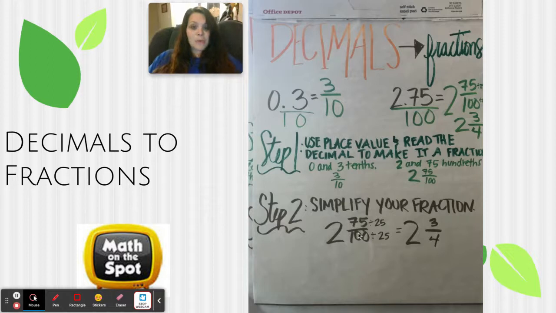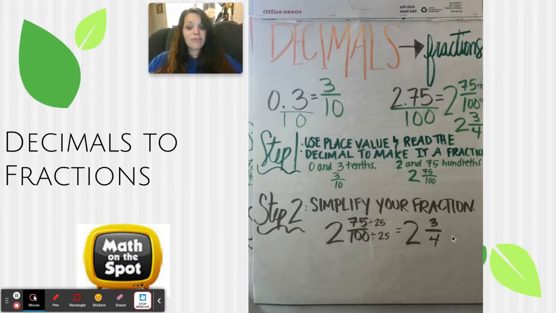But for this one, since I'm using benchmark fractions, is what they're called, because I have 75 and 100, that's like whenever you're talking about quarters out of a dollar. So 25, 50, 75, a dollar, or 25 cents, 50 cents, 75 cents, a whole. So since I know that I'm using those benchmark fractions, I can simplify by dividing by 25 and dividing by 25. 25 goes into 75 3 times, and 25 goes into 100 4 times.